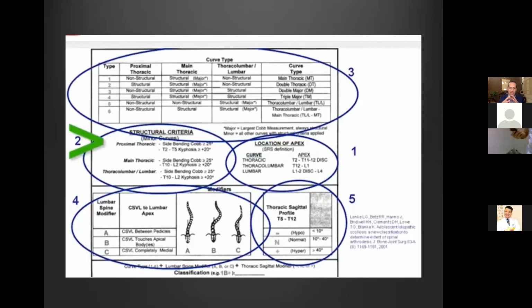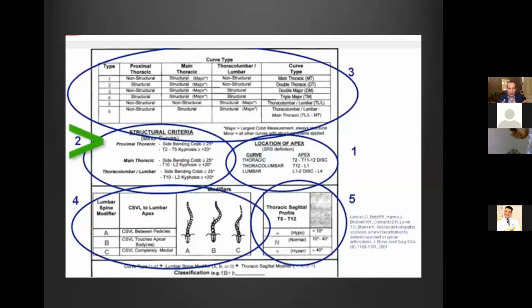In the sagittal plane, kyphosis from T2 to T5, if it is more than 20 degrees, and from T10 to L1, kyphosis of more than 10 degrees, is also structural. The main criterion is the side bending. The kyphosis criterion is the same, but there are some studies discussing the availability of minor structural curves in the Lenke classification.